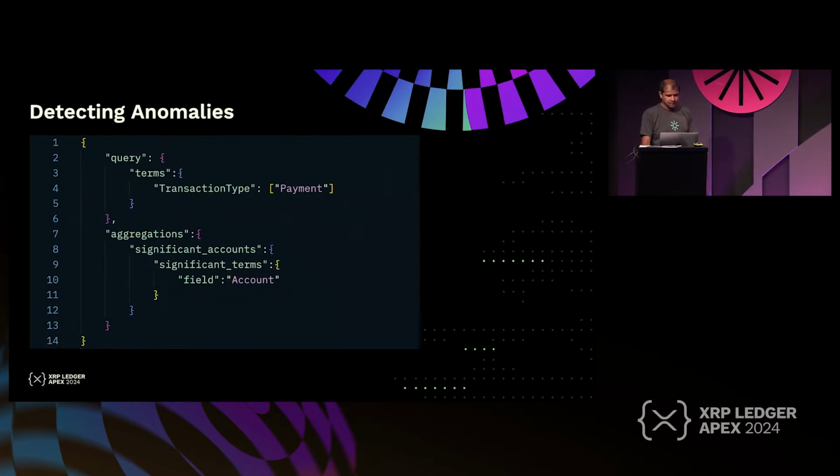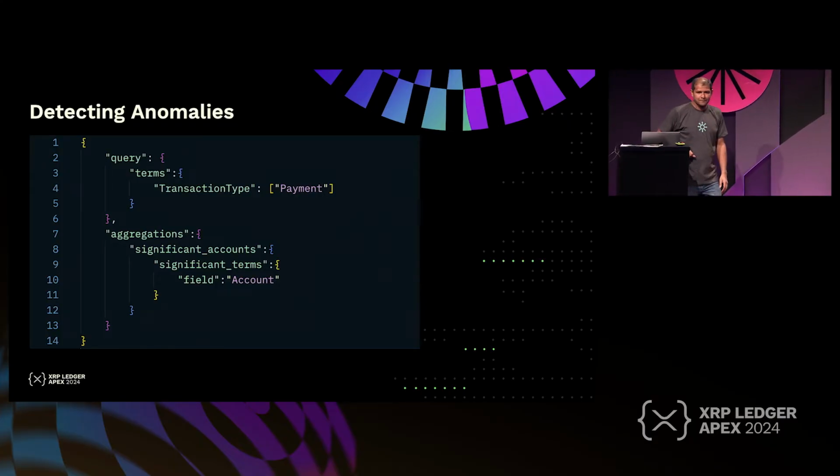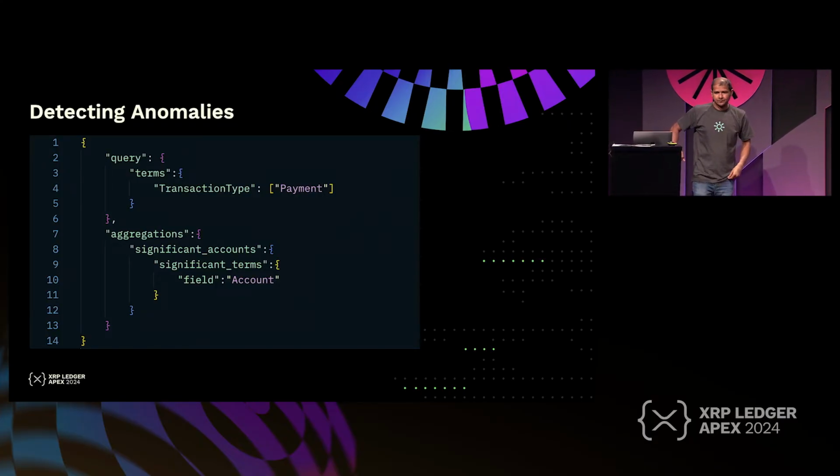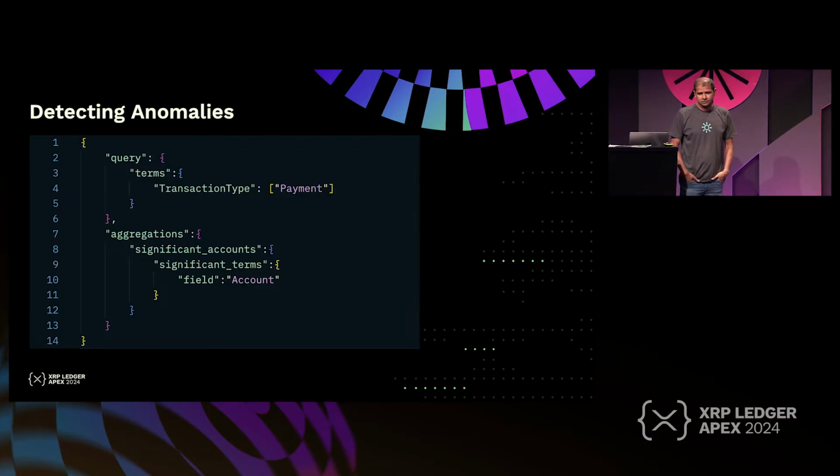Okay. Detecting anomalies. Yeah, sorry, go ahead. Sorry, quick question. So in the case of objects that are created by accounts, like let's say escrows, right? Is there a way to search and see all escrowed XRP, or do I need to know the accounts that have created the escrows or the destination accounts for the escrows?